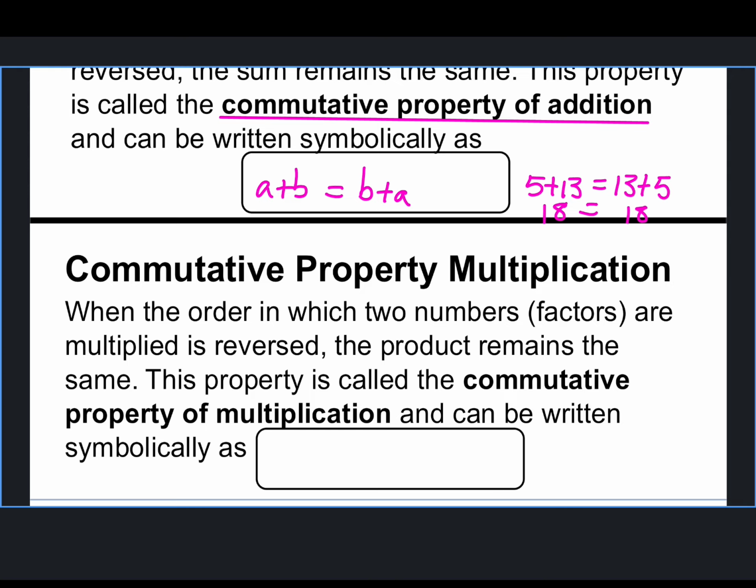That's not true for just every operation. It is true, however, for multiplication. So the commutative property of multiplication says that when we have two numbers that are factors and we reverse their order for multiplication, the product is the same. Symbolically, again, commutative property of multiplication, that's written as A times B is equal to B times A.